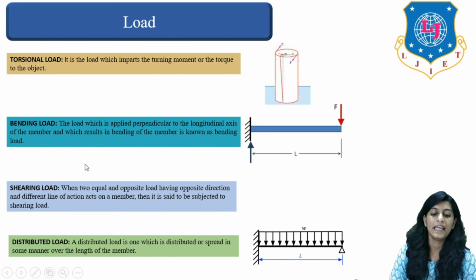Here you can see in the picture that this is the beam and there is a load W, but that load is equally distributed over the length L. Over the length L, the load is equally distributed. These arrows, pointing downward, show distribution of load.